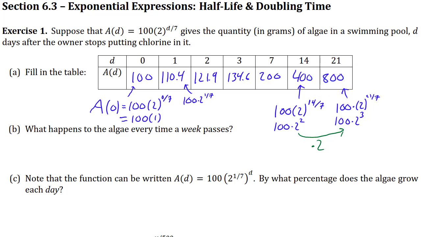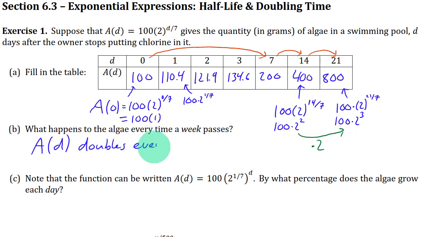Alright, so what happens to the algae every time a week passes? Going from here to here, or here to here, or here to here. Every time 1 week passes, the exponent goes up by 1, and the result gets multiplied by 2. So A of D, the amount of algae, doubles every week.